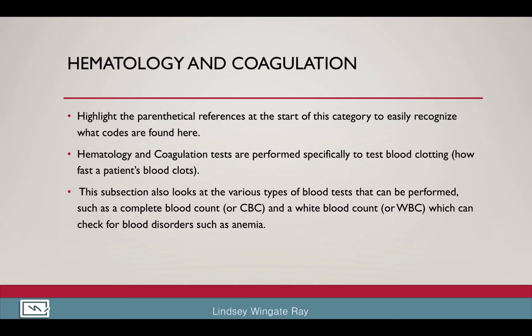Turn to your table of contents and find the hematology and coagulation page in your book and turn to it. You will want to highlight the parenthetical references at the start of this category to easily recognize what codes are found here. Hematology and coagulation tests are performed specifically to test blood clotting. How fast is the patient's blood clotting? This subsection also looks at various types of blood tests that can be performed, such as a CBC, which is a complete blood count, and a white blood count, WBC, which can check for blood disorders such as anemia.